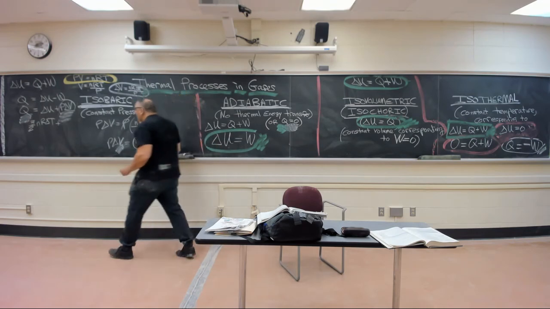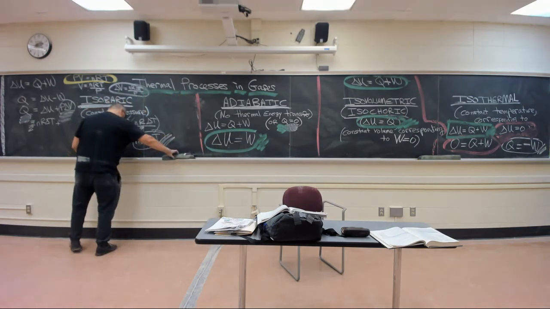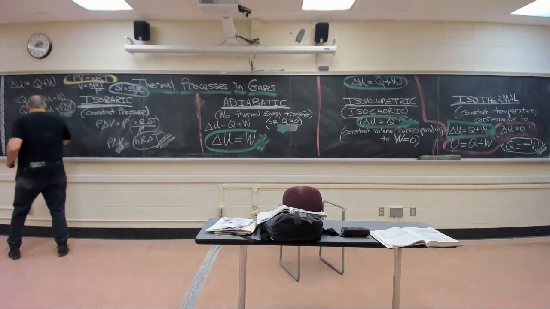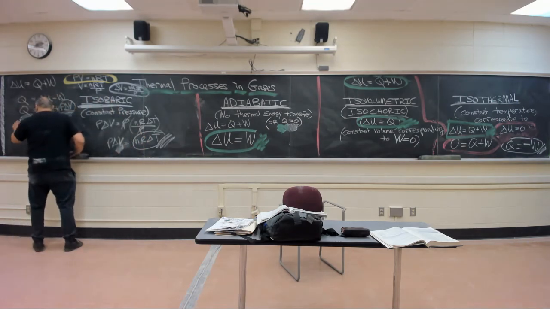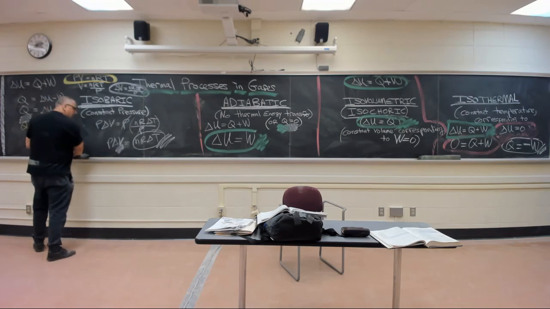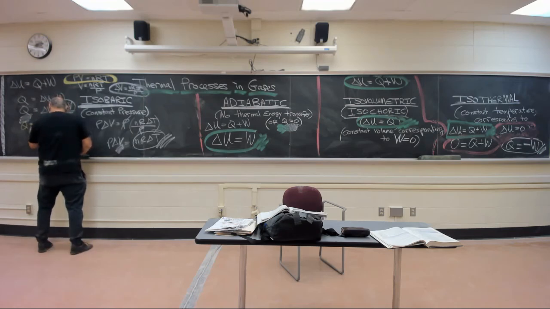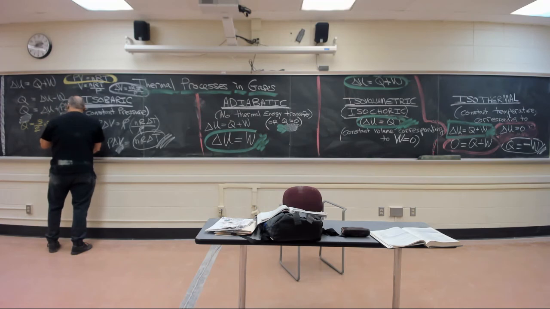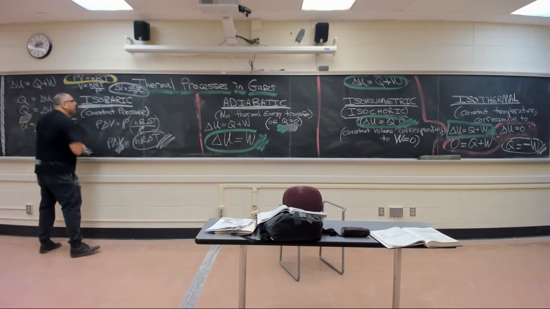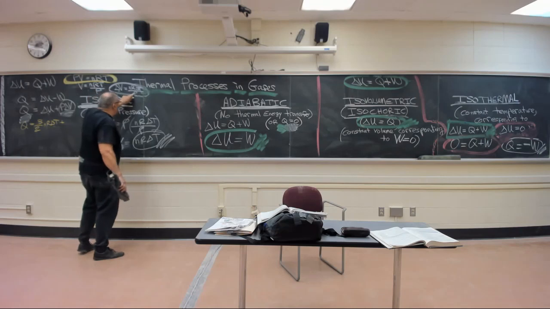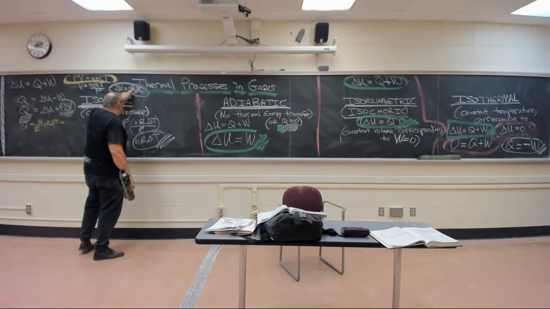Wait a minute. If this guy is 3/2 nR delta T, the only way you're going to change internal energy is if you change the temperature. There's got to be a delta T. The only way you're going to change delta V, if pressure's constant and the amount of particles remains constant, and R, of course, is constant, is by changing temperature.